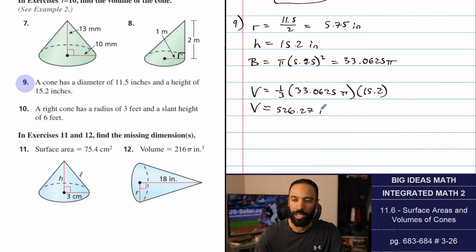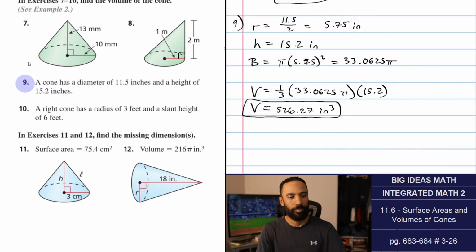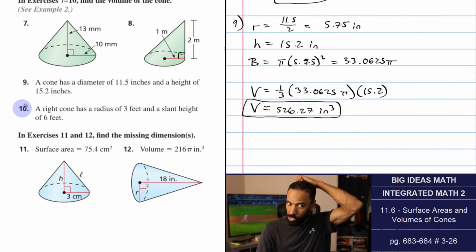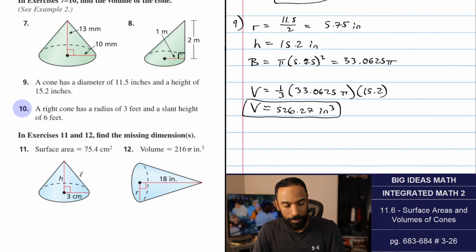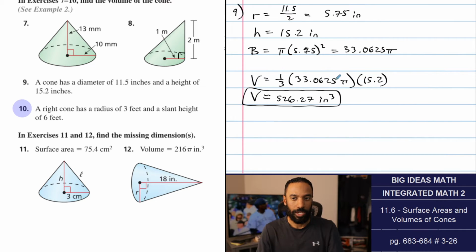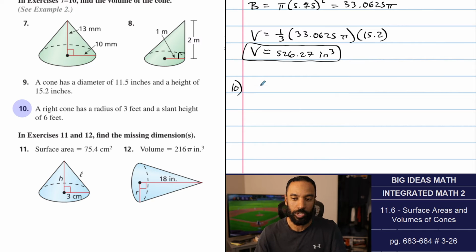526.27 cubic inches of volume on number 9. And then number 10, they give you the radius again, which is cool. But they give you the slant height. And they call it a right cone to be specific, so you know you can work out some Pythagorean theorem stuff here. We're not finding surface area, we are finding volume, so we do need the height.